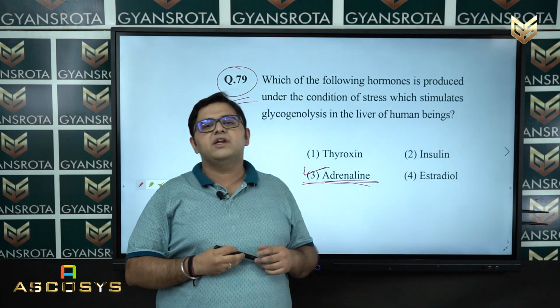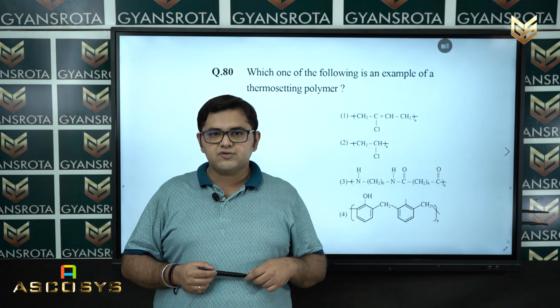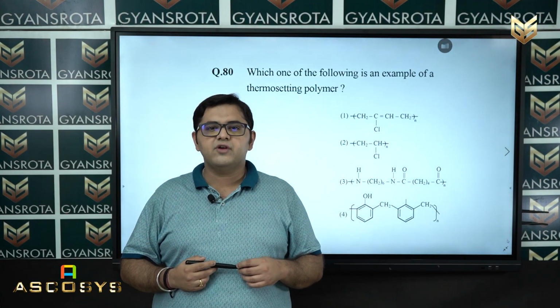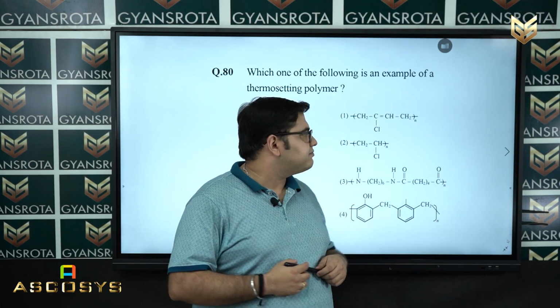So now we are moving to the next question, that is question number 80. Question number 80 is on your screen. Which one of the following is an example of a thermosetting polymer? This question comes from the polymer chemistry of your class 12 NCERT. So now we are moving to the solution part.